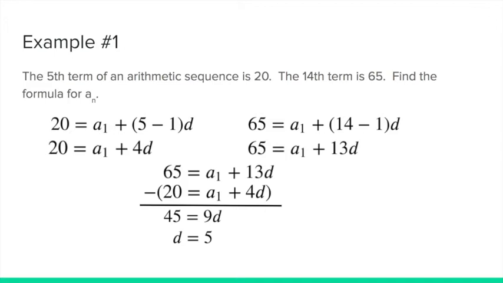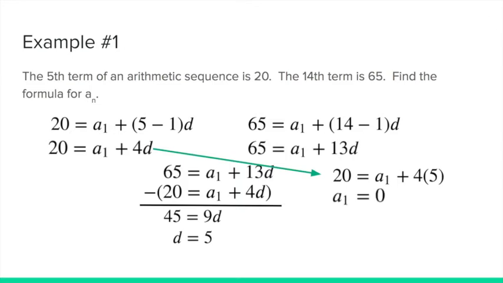All right, now I'm going to use that information and I could pick either one of these, but I'm going to use this one, the 20 equals a1 plus 4d. And I'm going to go ahead and plug d in now that we know it. Okay, so 20 is the first term plus 20. 4 times 5 is 20. So therefore, a1 must be 0.